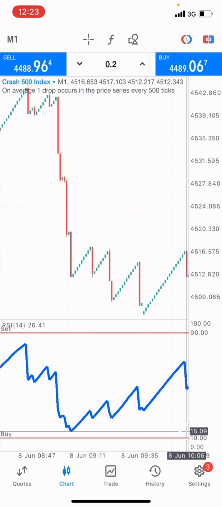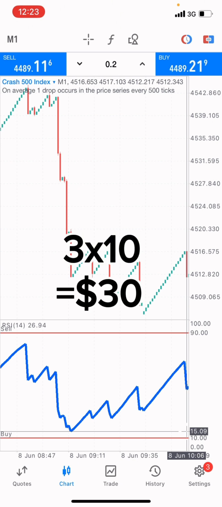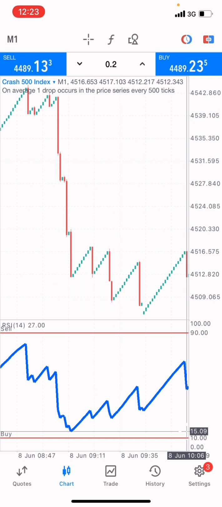using a very small lot size. Like I said, about 0.2 lot size, right? So you're making $3 for every 1 hour. So 3 times 10, $30 for that day's trading. You're going to be making $30, right? And you can even use as low as a $50 account to make $30 for your day trade.